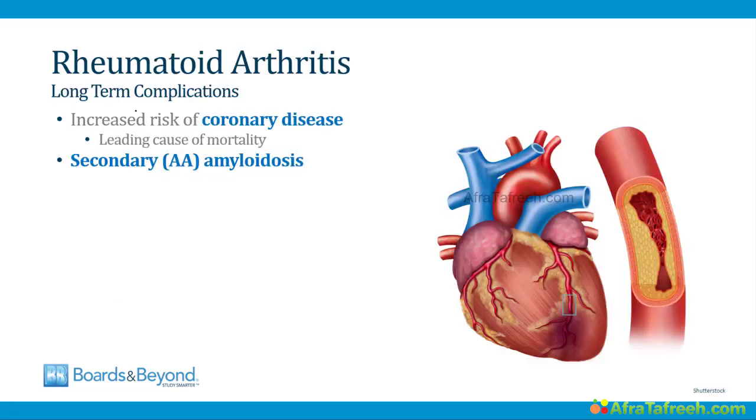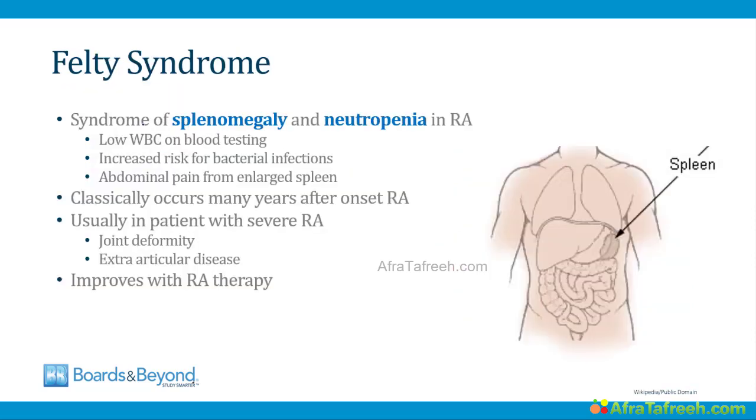You should be aware that long-term complications of rheumatoid arthritis include an increased risk of coronary disease. This is the leading cause of mortality. Because this is an autoimmune disease, it can lead to inflammation of blood vessels, and that can lead to plaque in the coronary arteries and coronary disease. Patients with RA can also develop secondary amyloidosis, which I talk about in videos in the hematology section. And then finally, I'll finish with one slide on Felty syndrome, which is a very rare complication of rheumatoid arthritis.